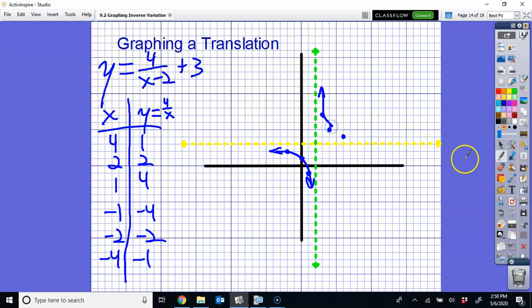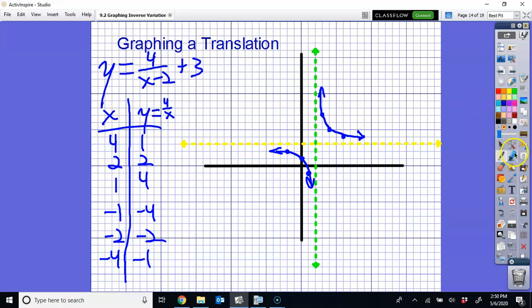Now, I have some people who say, Mr. Harrison, can I just move the asymptotes and then graph my curves? Sure. If you like to move your asymptotes, move your asymptotes. Sorry, another math teacher joke there. Anyways, what I'm saying is you can move the asymptotes right 2 and up 3 and then draw your points. That's fine. Either way, it's taking this entire graph and moving it right 2 and up 3.